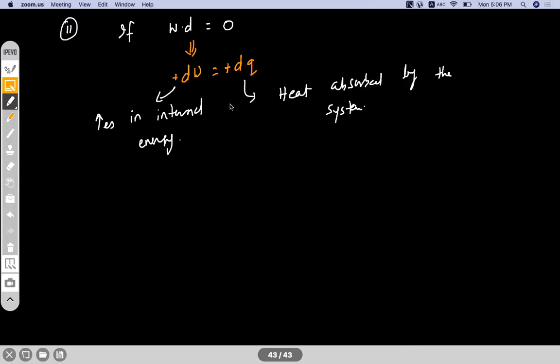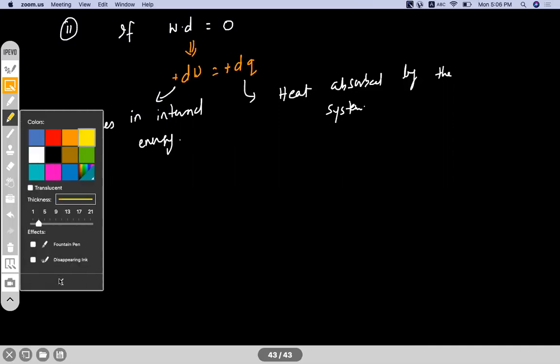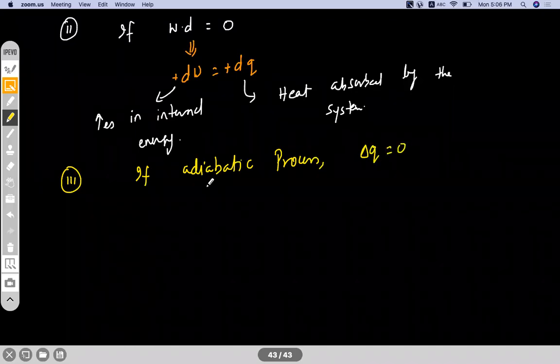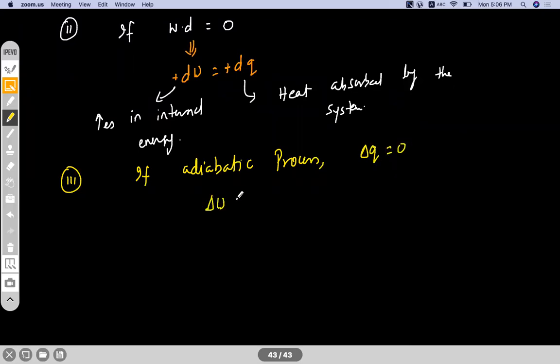Okay. Now I'll write down the third one quickly. This is what you can observe. If the process is adiabatic, so we know in adiabatic process, delta Q is equals to zero. So we have delta U is equals to delta W. Adiabatic process means there is no exchange of energy.